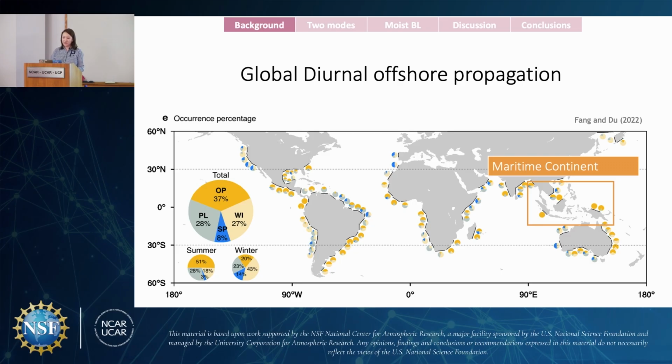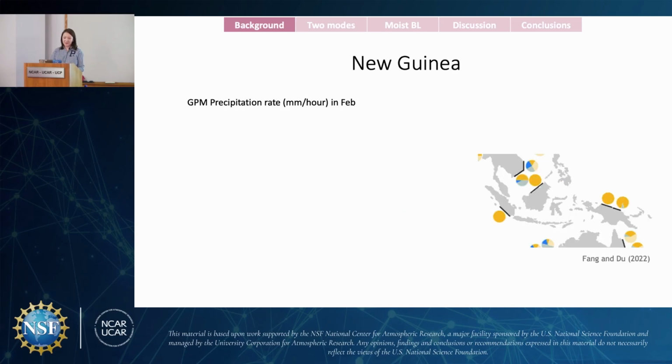This may be due to its unique location between the Indian and Pacific Oceans, where the sea surface temperatures are very high, and a complex interplay of land, ocean, and atmosphere. Offshore propagation offers a valuable opportunity to improve our understanding and modeling of cross-scale interactions. However, the underlying mechanisms driving offshore propagation still remain an open question in different regions. In this work, we focus on New Guinea Island, which has the most stable offshore propagation, and it is also the biggest island in the tropics.